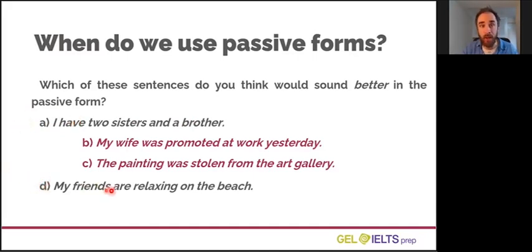D, my friends are relaxing on the beach. It is impossible to put this sentence into passive because there is no object. My friends are relaxing something? No, my friends are relaxing. That's it. There's no object, so this cannot go in passive.